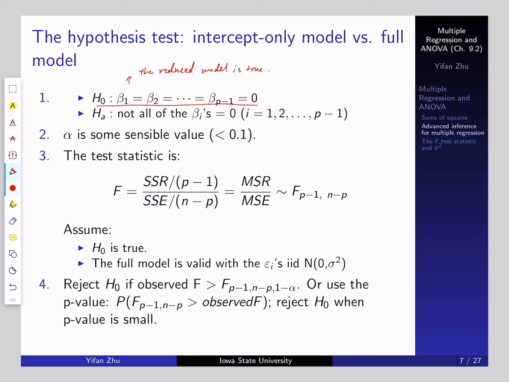Okay, so we use this. This is our null hypothesis, because the reduced model is nothing but setting those coefficients in the full model to be 0, right? And the alternative is that not all the beta i's are 0.